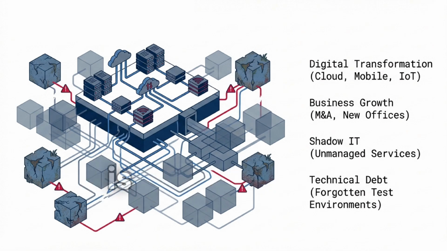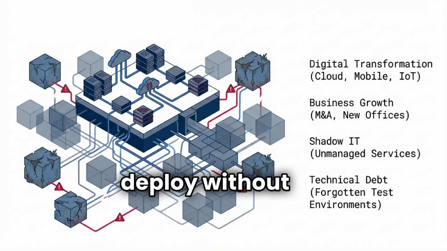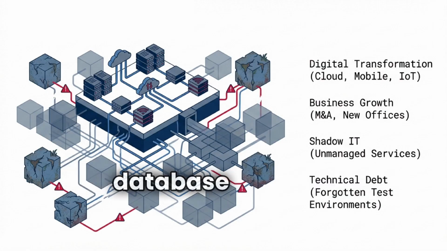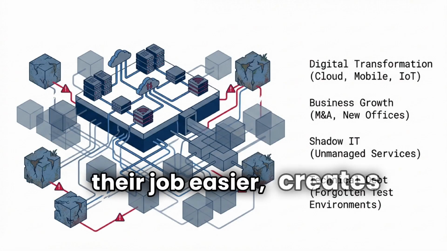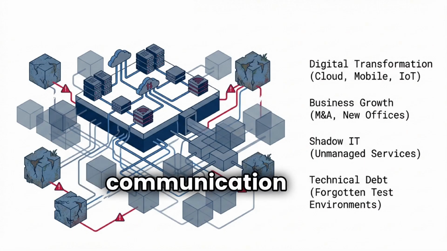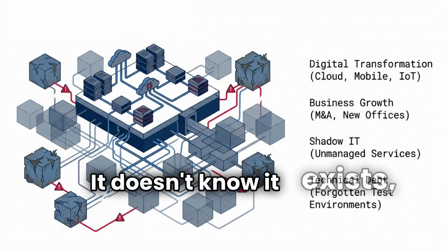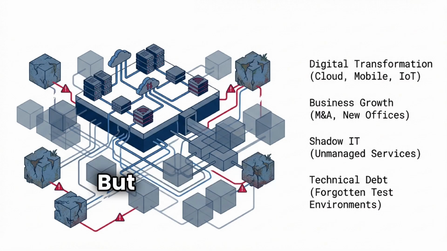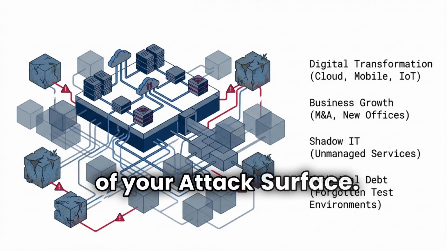Shadow IT is a silent killer. These are technologies and services that employees or departments deploy without IT's knowledge or approval. Someone spins up a cloud database to make their job easier, creates a file-sharing service, or uses an unapproved communication tool. IT doesn't know it exists, so it's not secured, monitored, or managed. But it's absolutely part of your attack surface.